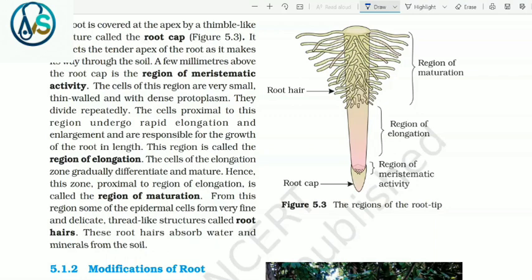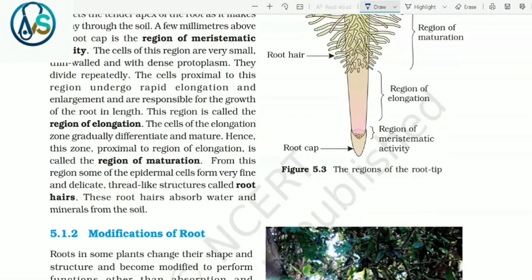A few millimeters above the root cap is the region of meristematic activity. The cells of this region are very small, thin-walled and with dense protoplasm. They divide repeatedly. The cells proximal to this region undergo rapid elongation and enlargement and are responsible for the growth of the root in length. This region is called the region of elongation.